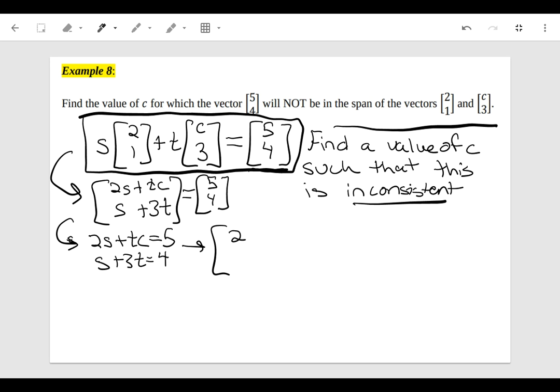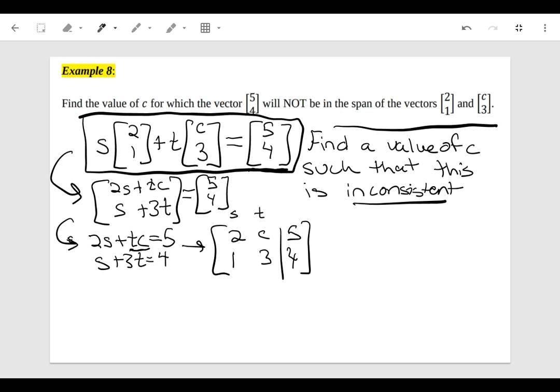2. Okay, then let's be careful. So the columns here are going to represent the coefficients of S and T. So 2, and then the coefficient of T right here is C. C is some number. We just don't know what it is right now, but it's like, say, 17. So whatever C is, that's the coefficient of T, equals 5. And then 1S plus 3T equals 4.